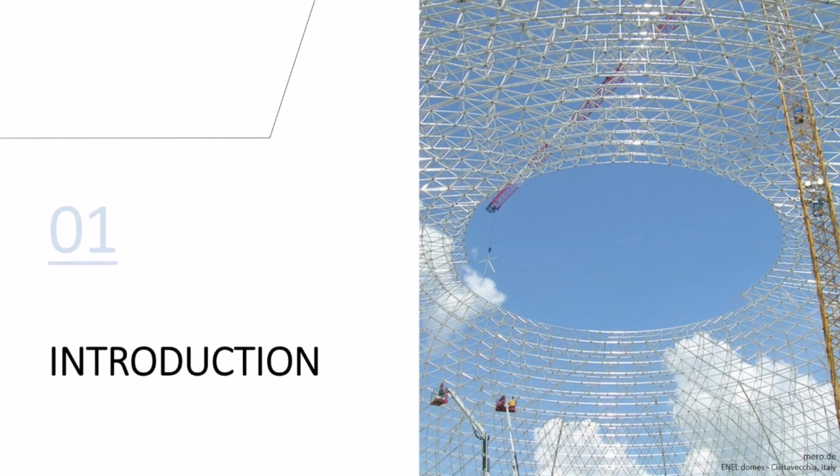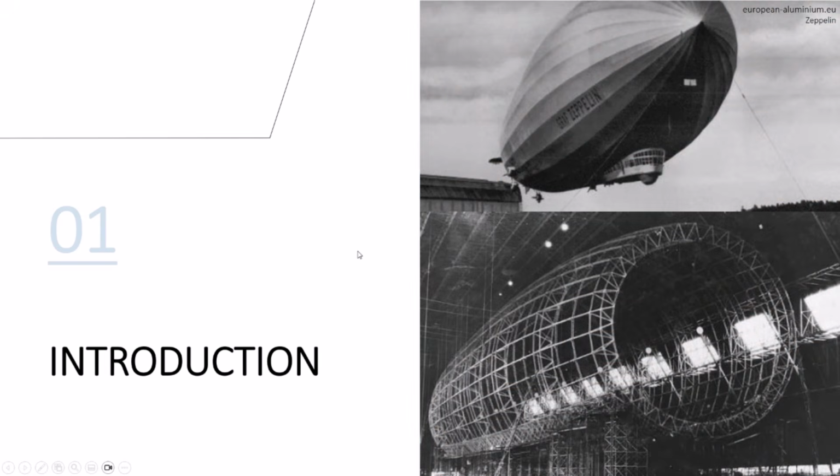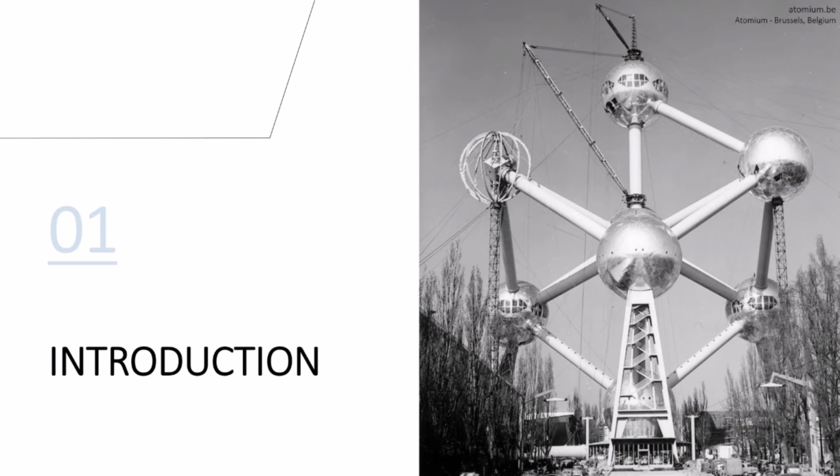On the right side, you can see a picture of an aluminium dome in Italy. This structure was built some years ago, but in fact, people started using aluminium already in the beginning of the 20th century to build some extraordinary structures. One of those structures were the so-called airships. The most famous example was the Zeppelin. Later on, in 1958, another extraordinary structure was the Atomium in Brussels, where aluminium was used for the cladding.